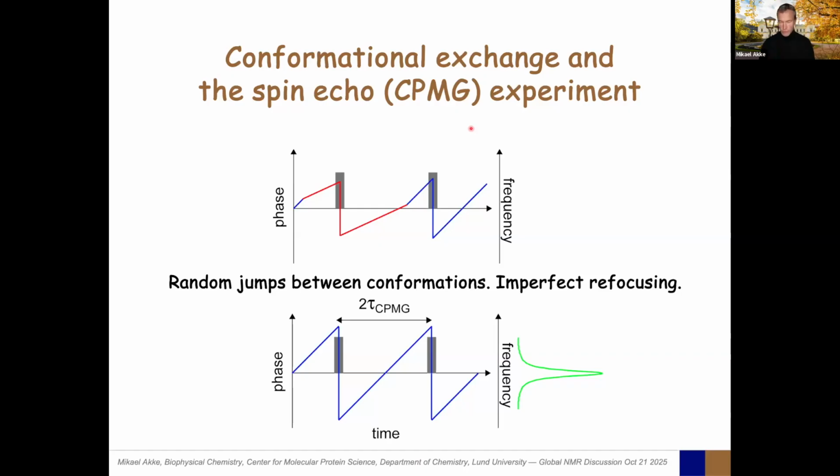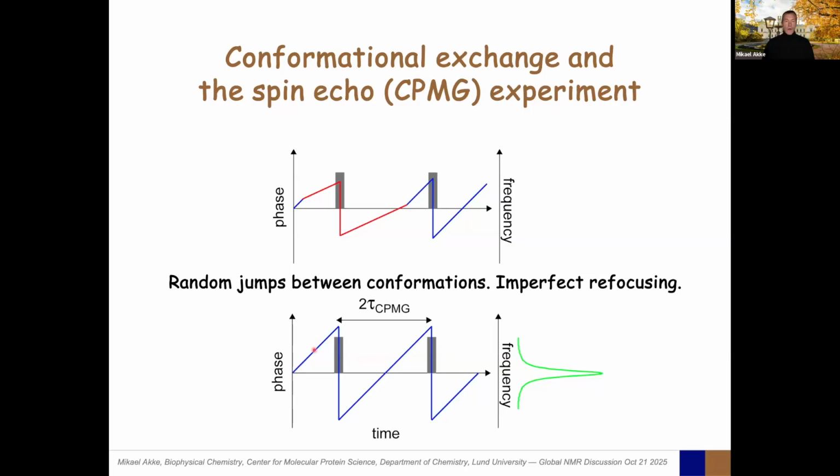So like I said, we actually don't measure the line width, we measure the relaxation rates. And just to show this, we measure this with spin echoes, so CPMG, Carr-Purcell-Meiboom-Gill type experiments. And here I've just shown, on the bottom slide, a resonance that does not exchange, so there's only a single resonance that's detected. We have phase on the vertical axis and time on the horizontal axis. So this is how the magnetization evolves over time during this pulse sequence.